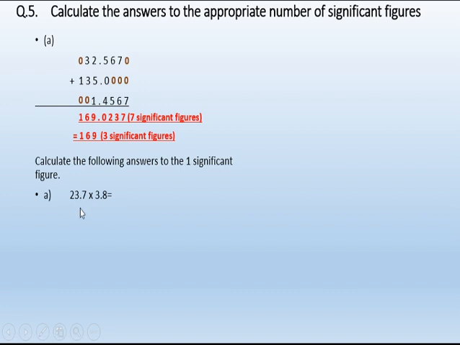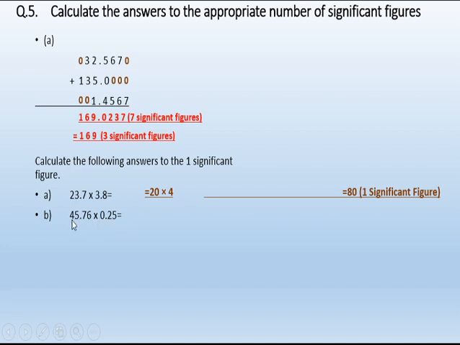So we'll be converting 23.7 to one significant figure as 20 and 3.8 as 4. So these are one significant figure and one significant figure. Multiplication is easy. 20 multiplied by 4 is 80, which is of one significant figure. Now the next example is 45.76 multiplied by 0.25.